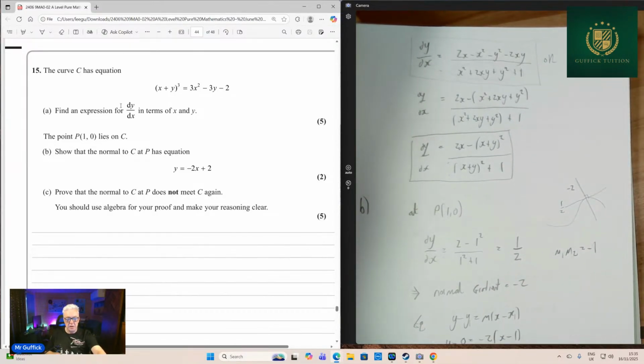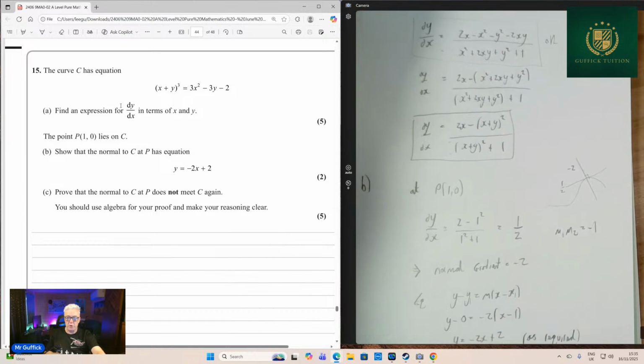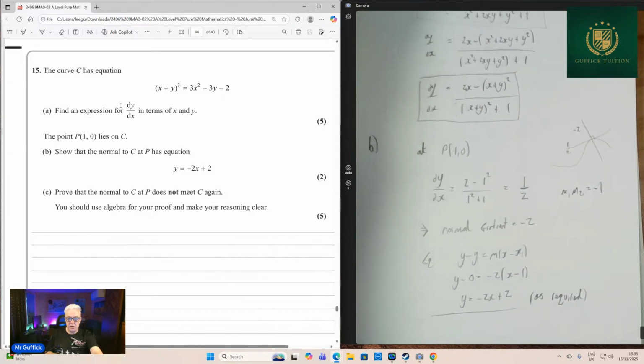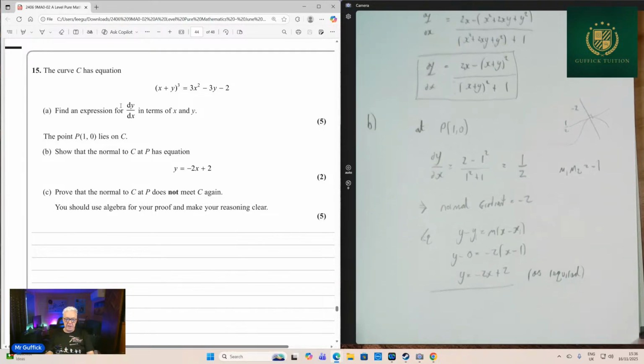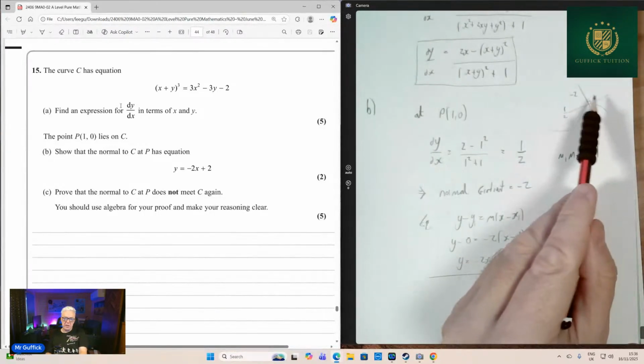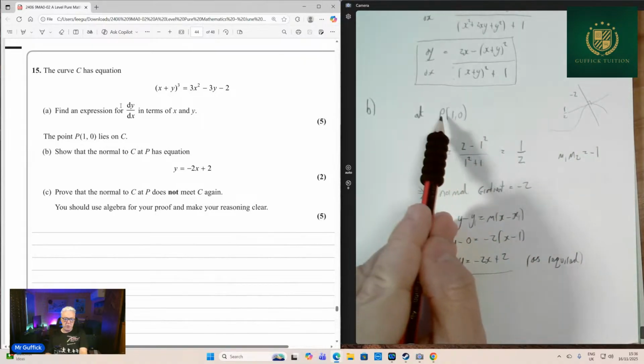And that was, a lot of places where you could drop a sign or make mistakes there. Part B is quite nice, though. It says the point 1, 0 lies on C. Show that the normal to C at P has that equation there. Okay, so we need to know the gradient of the tangent. We need to know what dy by dx is at the point P.